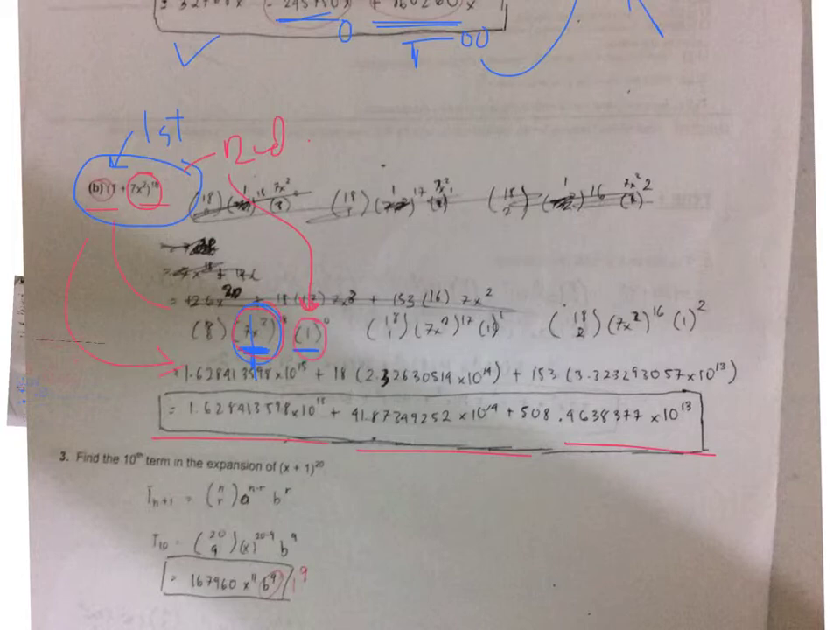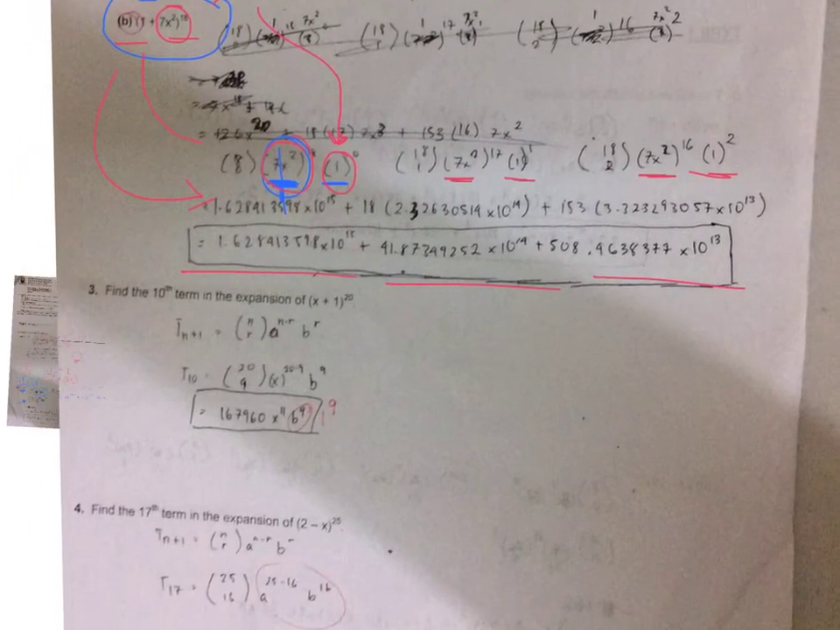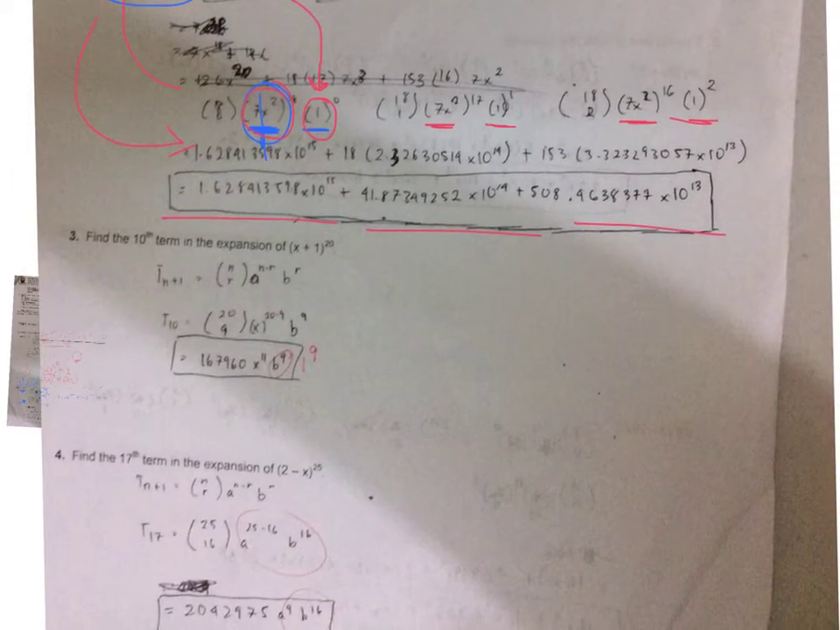Okay, so I hope that is clear. And then after that, I think you know how to simplify. So the only mistake you made in letter B is by placing the wrong first term and second term. Now let's go to number 3, finding the specific term.